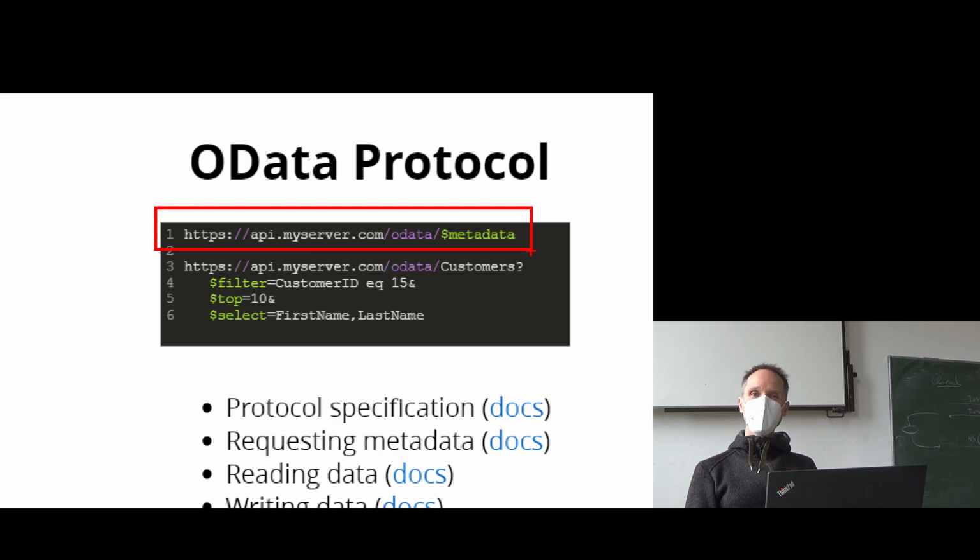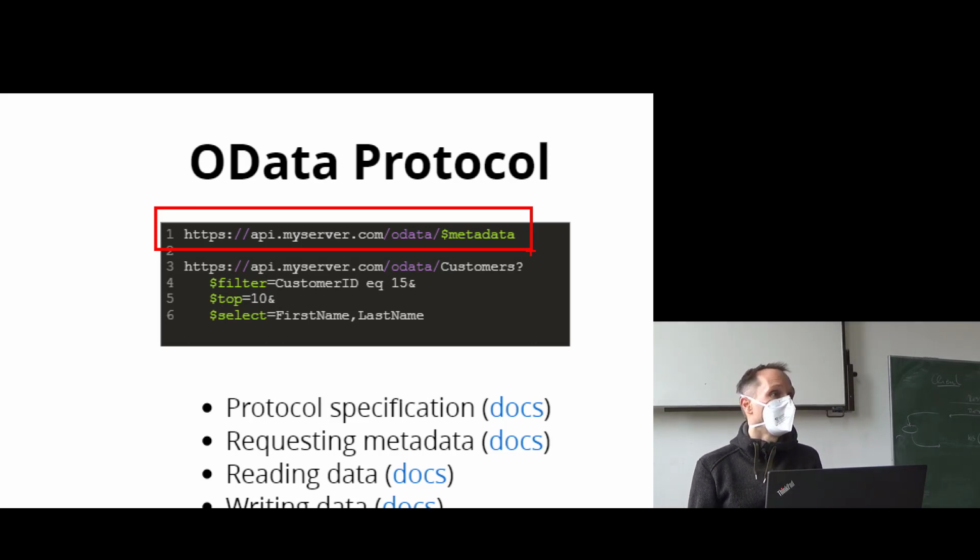Can you remember another metadata standard that we have used in this course to ask a web server, what operations do you provide? We have used a metadata standard for that. Can you remember Swagger? Open API specification? Remember that? Yeah. It would be so nice if OData would also use Swagger and Open API specification, but it doesn't.